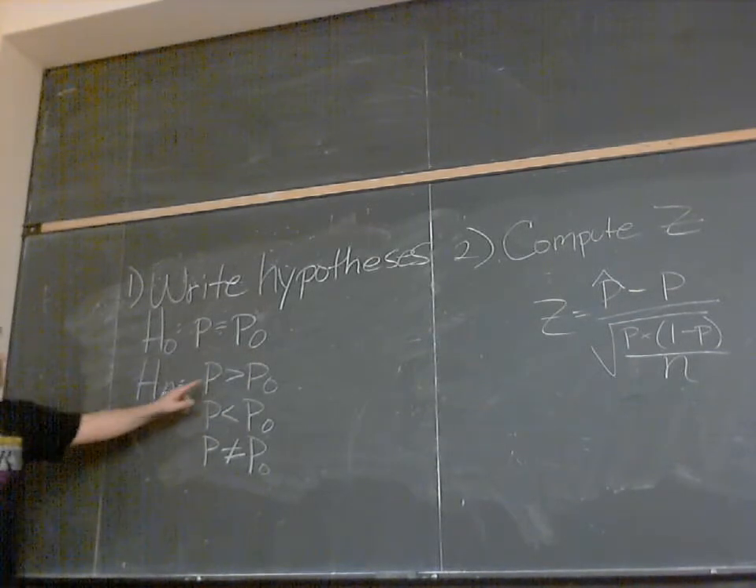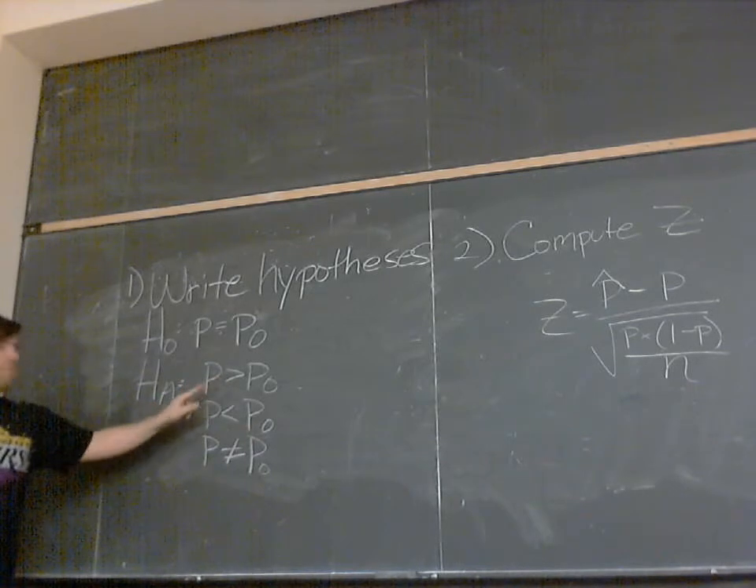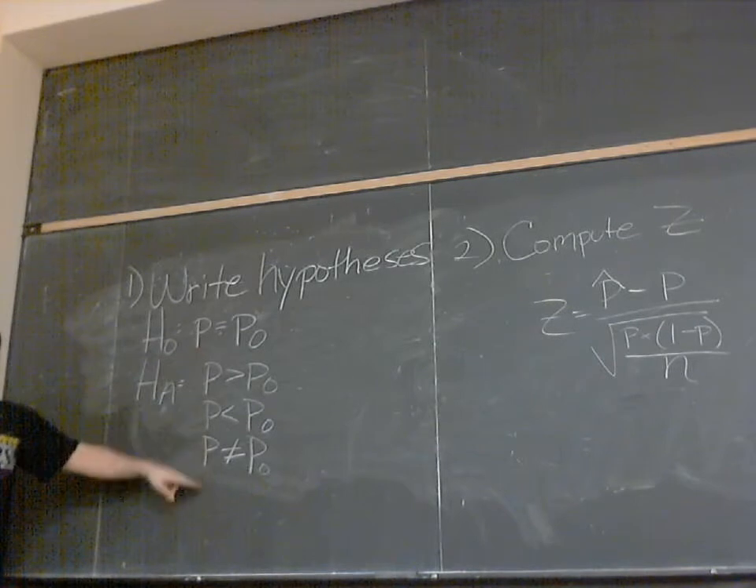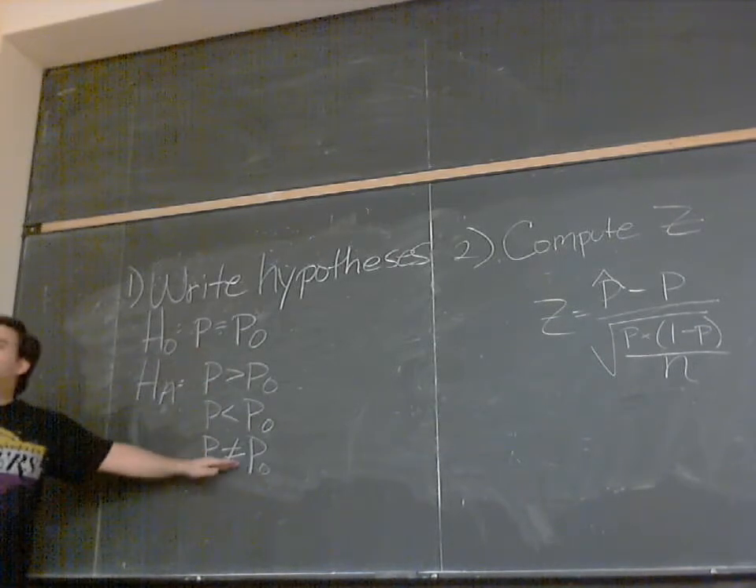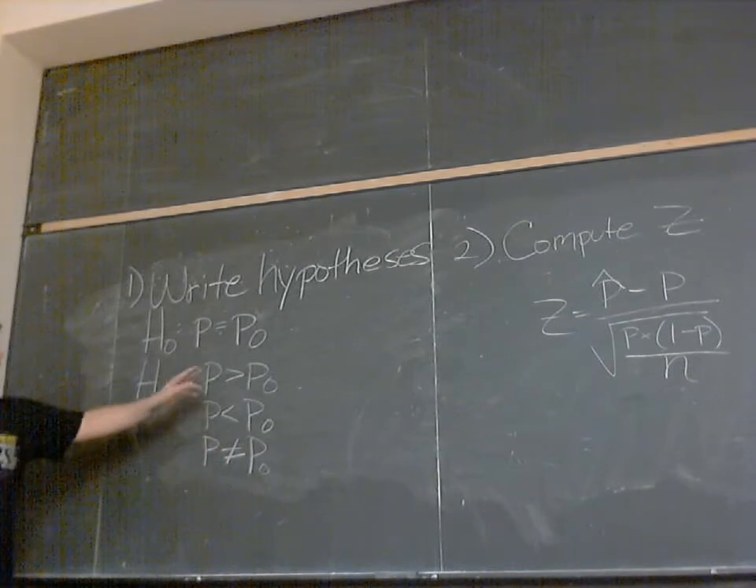The alternative has three different choices. P is greater than that belief, P is less than that belief, or if I want to consider both of those possibilities, then simply P does not equal. Not equal to means it's either less than or greater than.